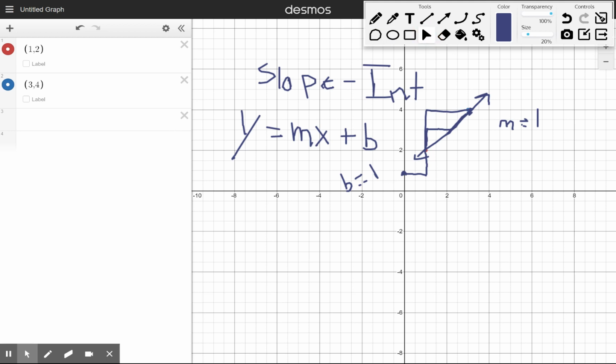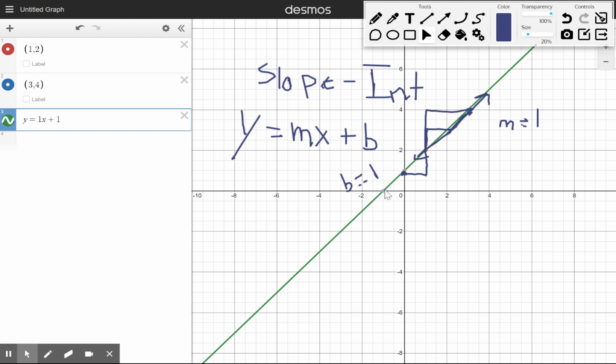Now we can put this into Desmos, and we can just type in y equals 1 for the m, x plus 1 for the y-intercept. And there you see, there's the line that goes through both points.